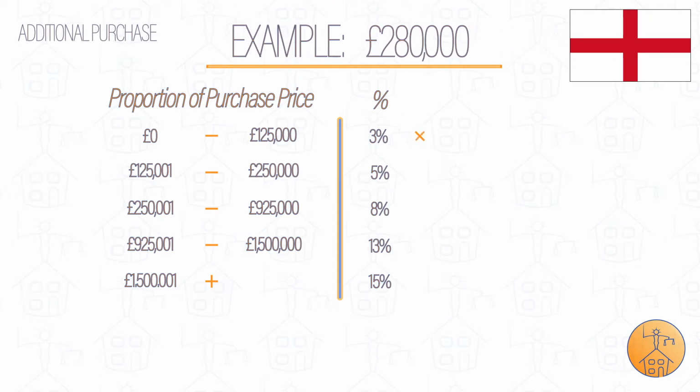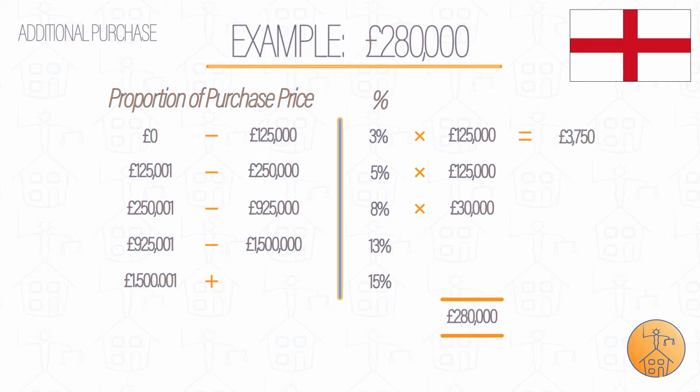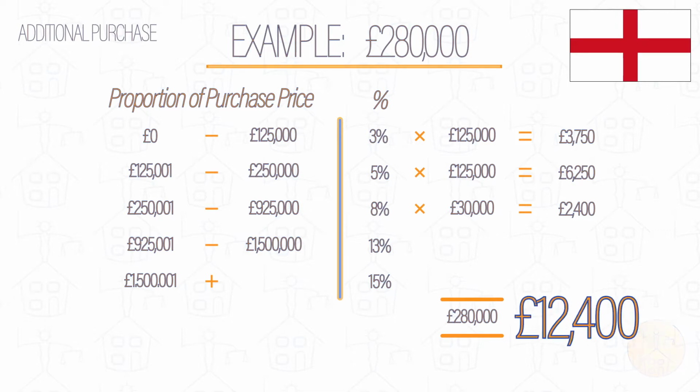The first £125,000 is charged at 3%, the next £125,000 is charged at 5%, and the extra £30,000 is charged at 8%. 3% of £125,000 is £3,750, 5% of the next £125,000 is £6,250, 8% of £30,000 is £2,400. Add them all together, and that comes to £12,400.